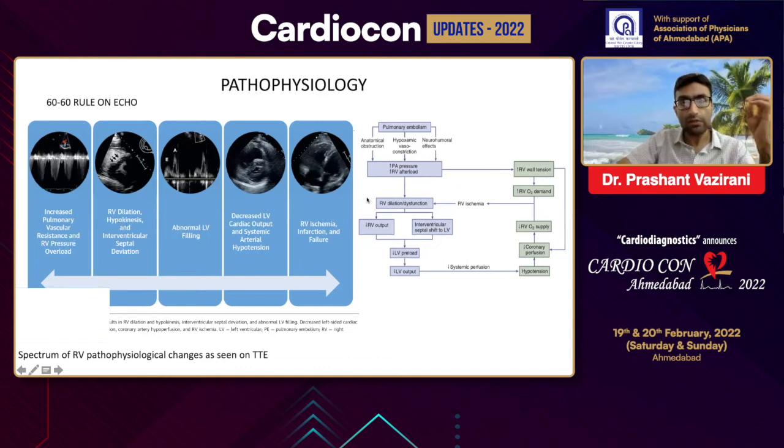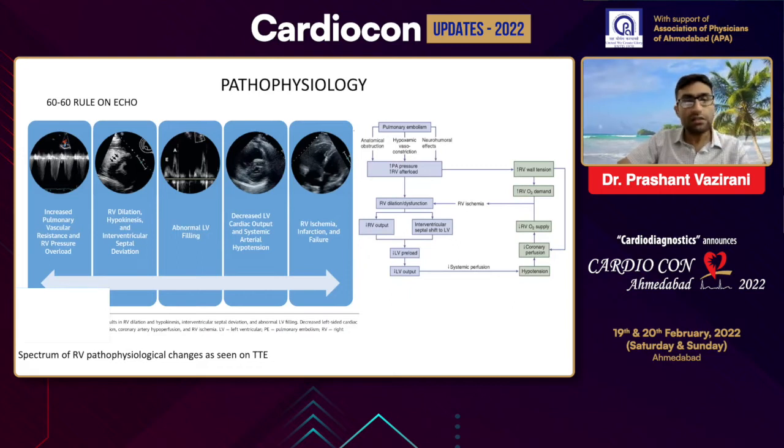There is hypoxemic vasoconstriction and neurohormonal effects leading to increased PA pressure, RV afterload, and increase in the PVR, leading to RV dilatation, dysfunction, decrease in RV output, interventricular septal shift of the LV, leading to decrease in LV preload, decrease in LV output, causing decrease in systemic perfusion, hypotension, also decreasing coronary perfusion, causing decrease in RV oxygen supply, causing increased RV ischemia, and so on. And all these things can be studied just by a bedside echo.